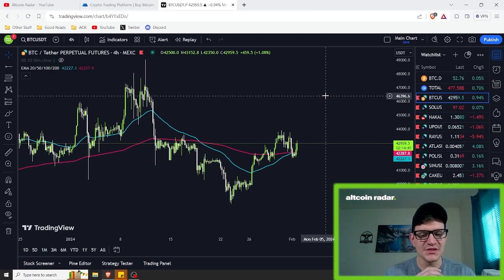So how can you use it in trading? There's basically 4 different ways that you can utilize the EMAs, and I'll briefly describe each of them and show you examples on how you can use them on your own charts as well.